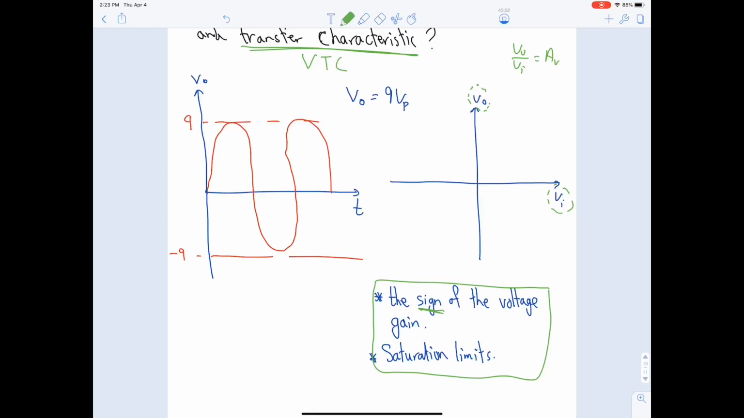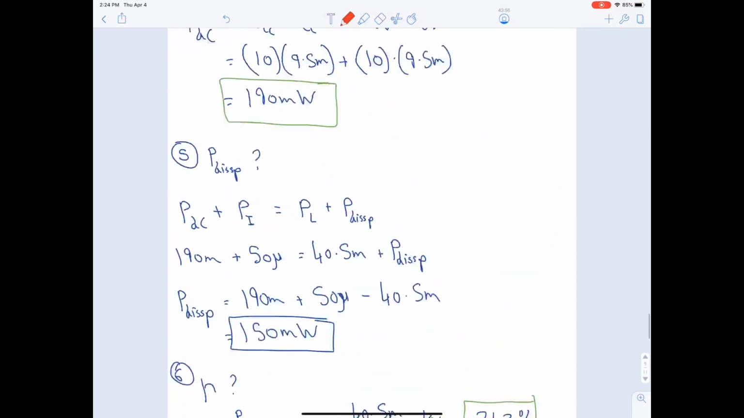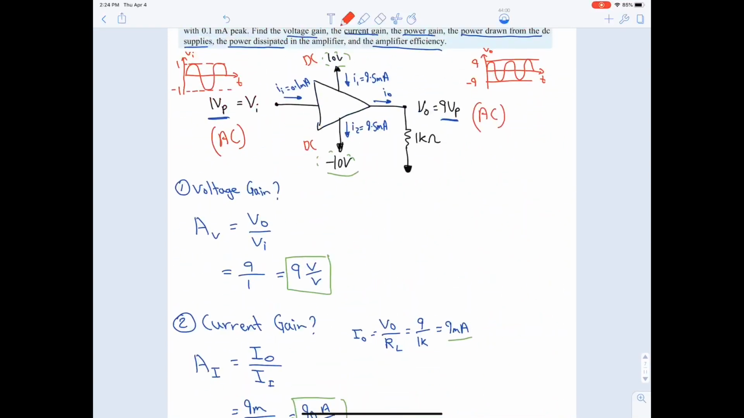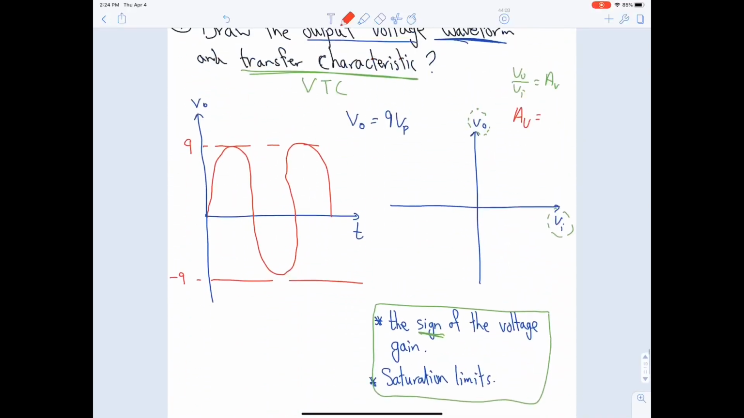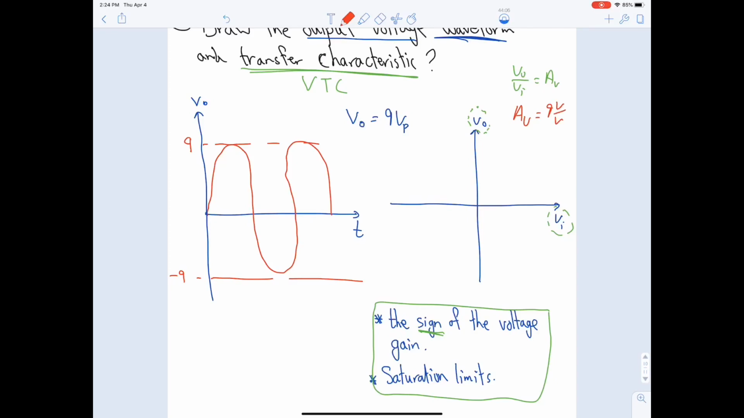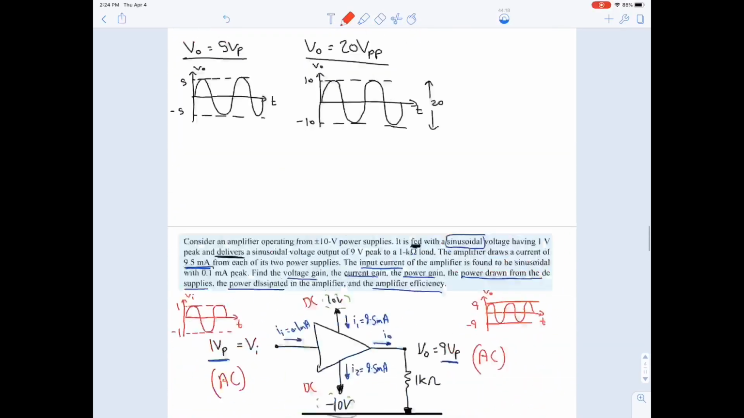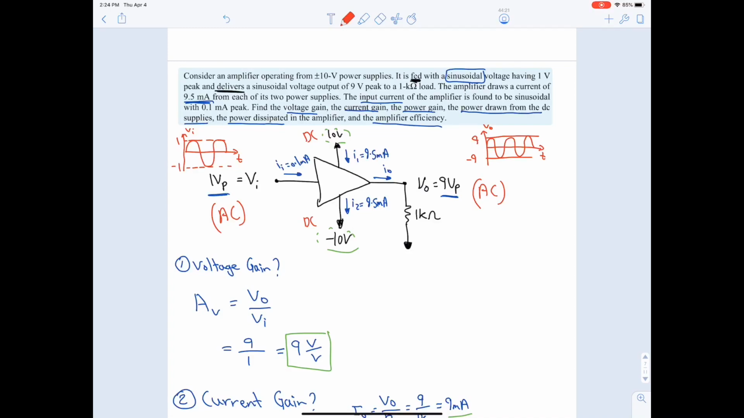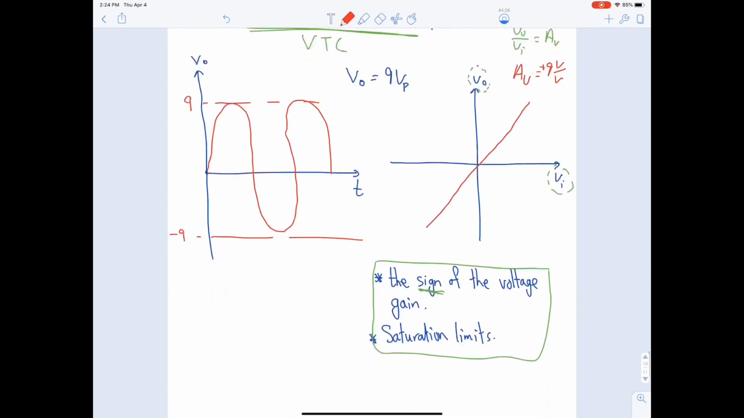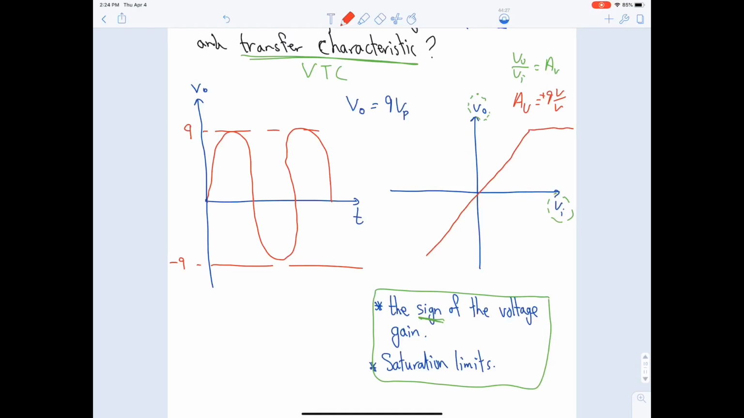What was our AV in the example that we just solved? I think it was 9 volt over volt, right? Yeah, 9 volt over volt. So it's positive 9. So we have to draw it in this direction. What's the second thing? Saturation limits. What is your saturation? The saturation is the actual values of the DC supplies. It's 10 and minus 10. You have to draw a straight line at 10 and minus 10.